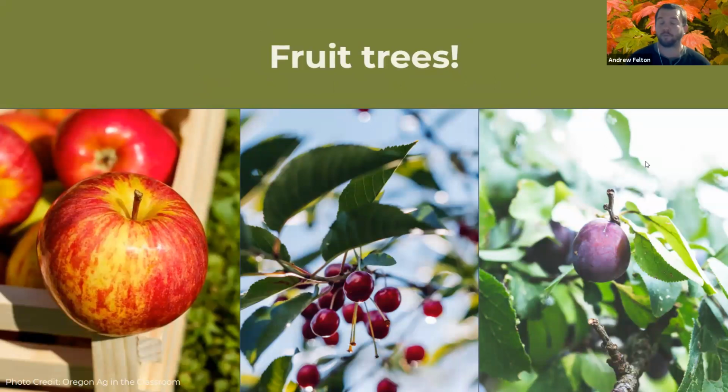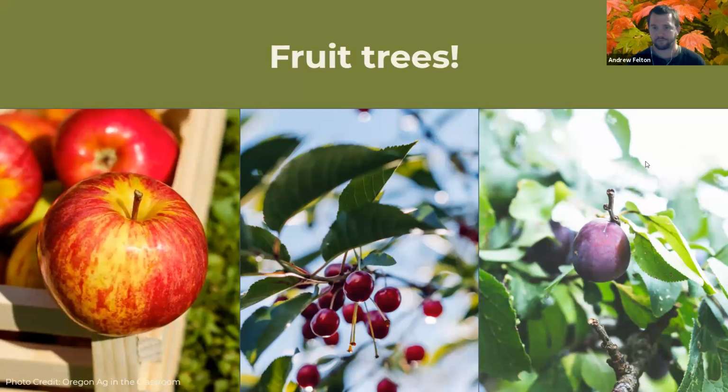Now, another wide variety of plants that help support pollinators are actually fruit trees. Any variety of fruit tree that you can think of. Fruit trees are some of the earliest blooming trees that can be found in an area. And not only do they provide fruit for us to eat, but they also provide pollen for pollinators to eat as well.